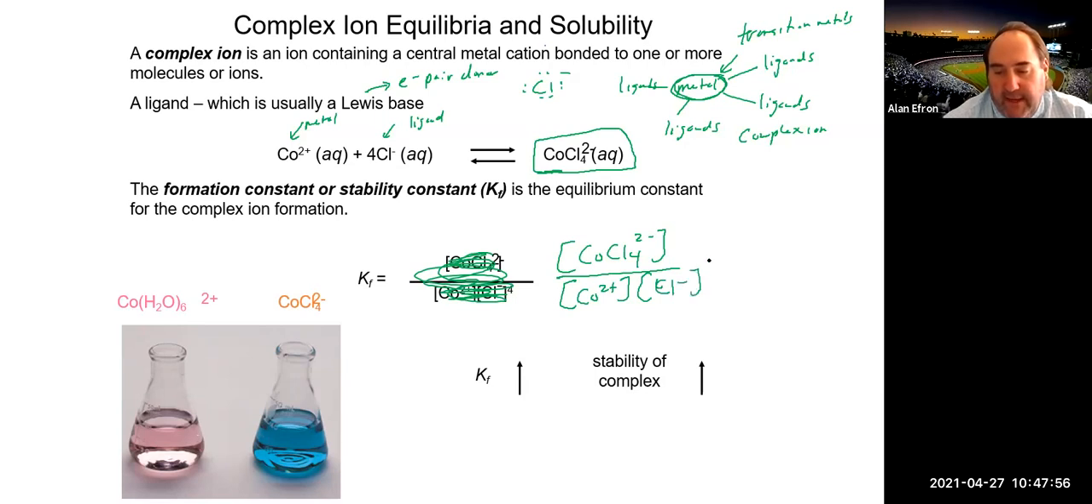We don't want to forget the 4 there because we have 4 of these chlorides. So in this particular case, what we have is a cobalt, and attached to that cobalt is 4 chlorides. So why is the overall charge -2? Well, each of these chlorides is -1. Cobalt is +2. So +2 and -4 gives us a -2 overall, which is, again, why the charge here is -2.